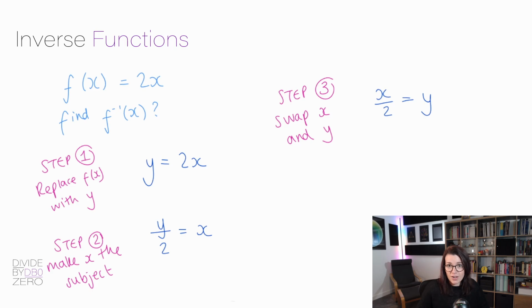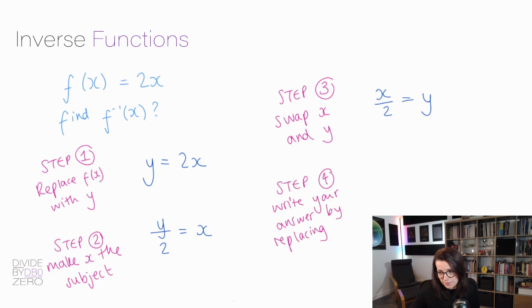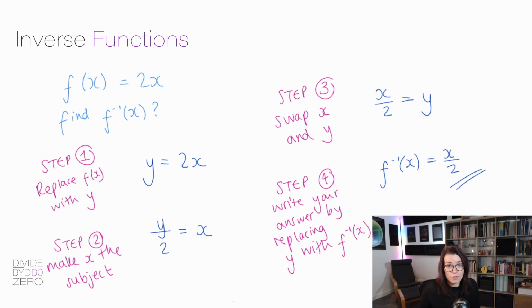Now, the reason behind that is to do with the whole switching of inputs and outputs thing that we saw previously. Final step, step 4, write your answer by replacing y with the notation for inverse, so with f of minus 1 of x. So our answer is going to be f of minus 1 of x equals x over 2. Just like we saw, that's the reverse process, reverse function, inverse function.